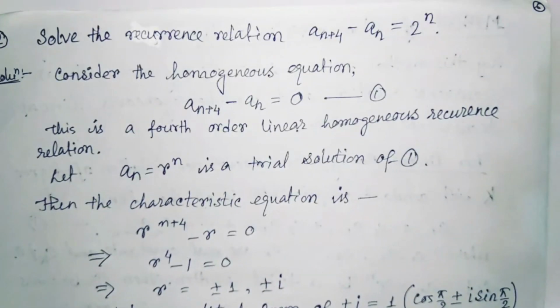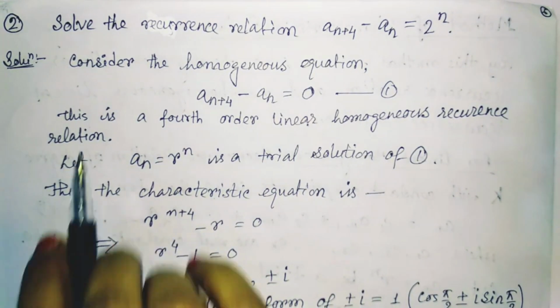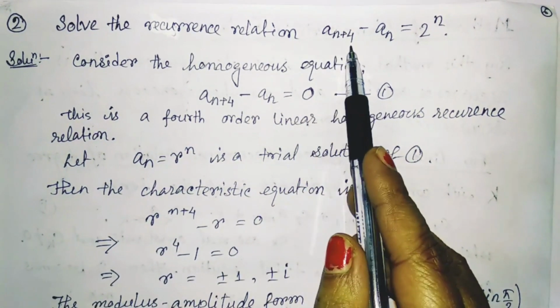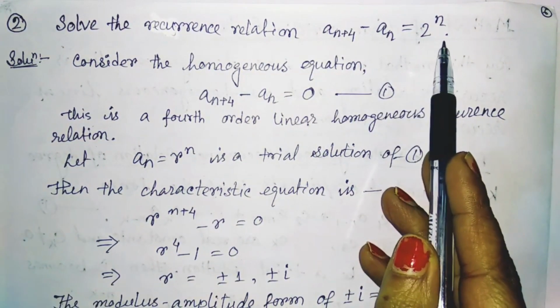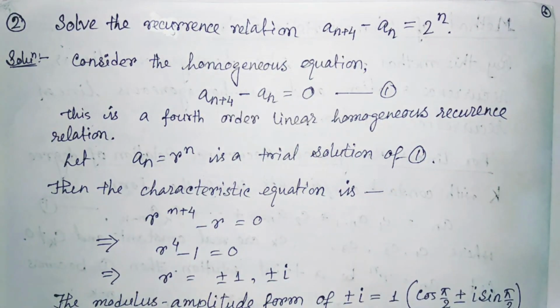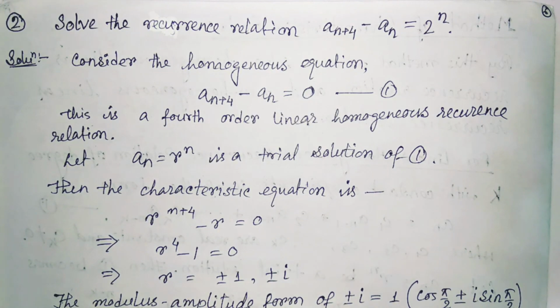So now one more question is there. The question is, solve the recurrence relation a_(n+4) minus a_n is equal to 2 to the power n. Here no initial condition is given. No initial condition means for the homogeneous part, whatever constant terms are there will remain as constants. We have no option to find specific values for those constants.